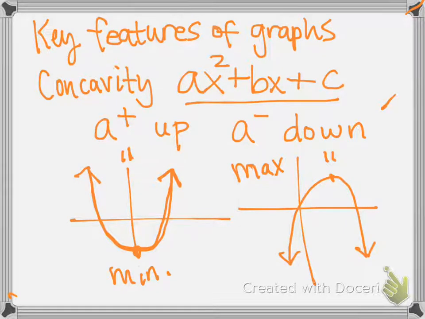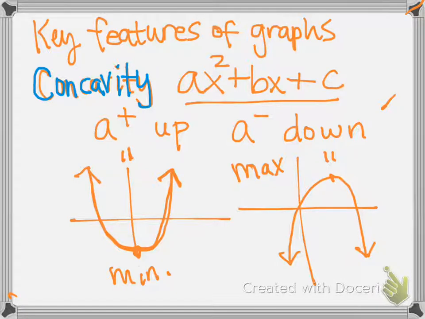This lesson is about the key features of quadratic graphs. One key feature is concavity. Concavity is whether the graph opens up or down. Quadratic graphs are parabolas. They make this U shape.